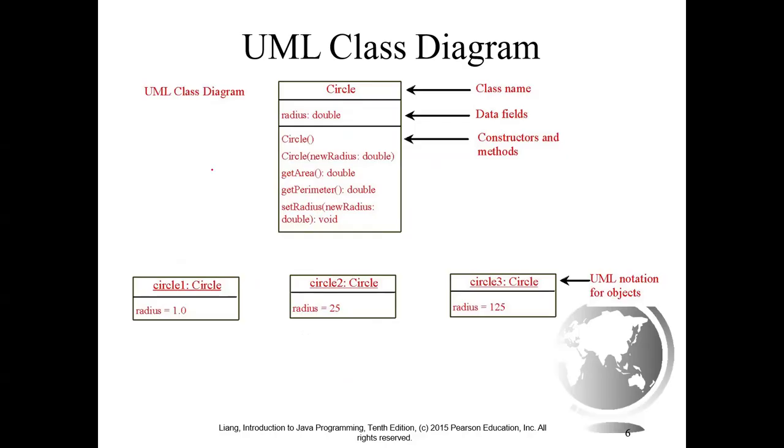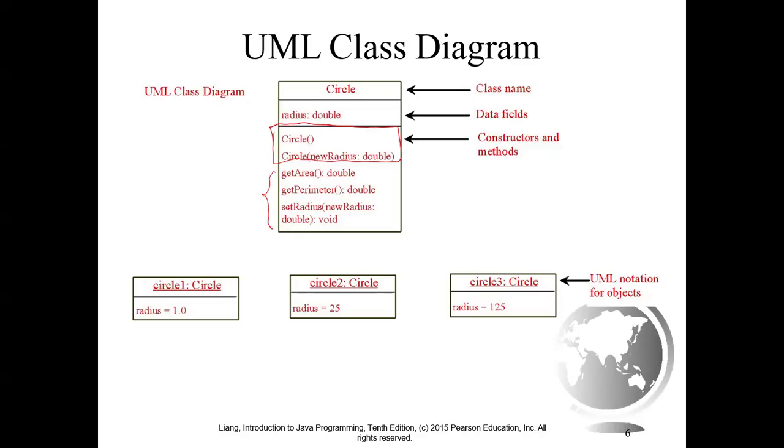Here for this circle, usually the first compartment is the class name. It is Circle. And in the second compartment, we put the data field there. Since we have only one data field, which is the radius, we only put radius here, followed by the colon and the data type, which is double. And in the third compartment, we have our methods. The first two are always the constructors. And after the constructors, we have our human-designed methods, like getArea, getPerimeter, and setRadius. And you can also have some other methods designed by yourself.